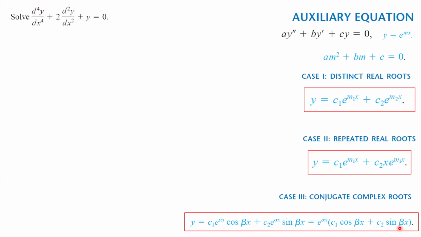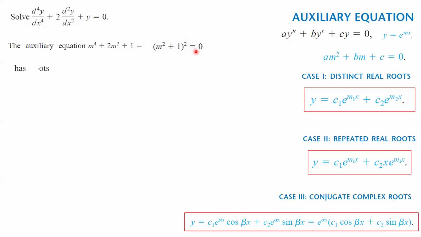Now suppose you have a higher order differential equation with constant coefficients. The fourth derivative of y with respect to x plus 2 times the second derivative of y with respect to x plus y is equal to 0. The auxiliary equation is m to the fourth plus 2m squared plus 1, which is (m squared plus 1) to the second power equal to 0.